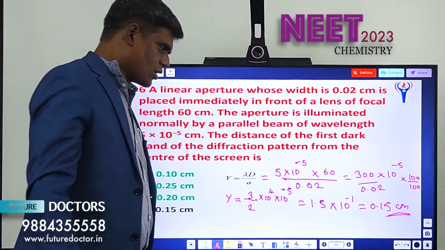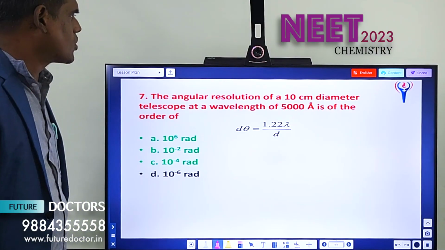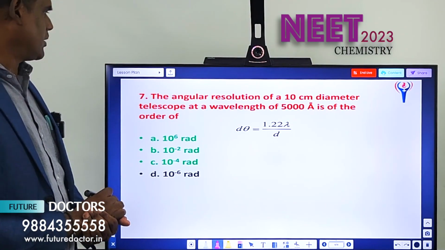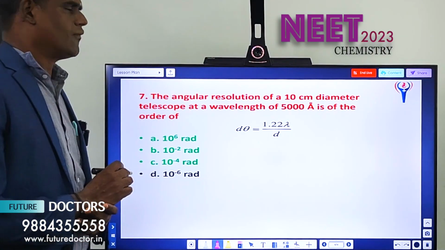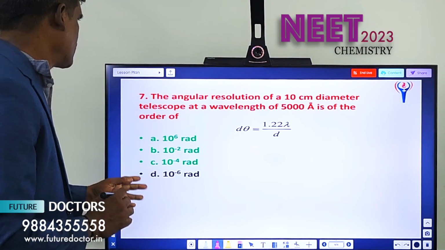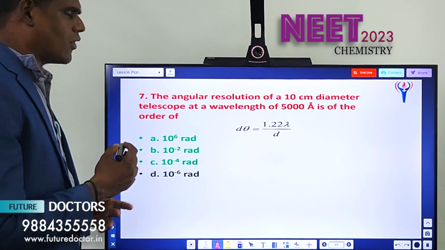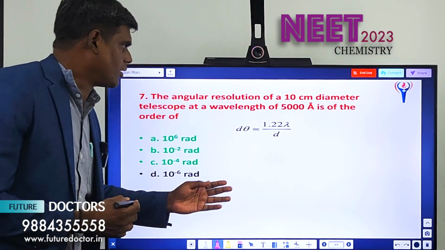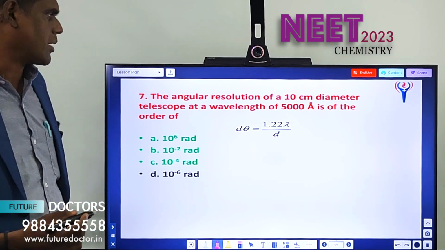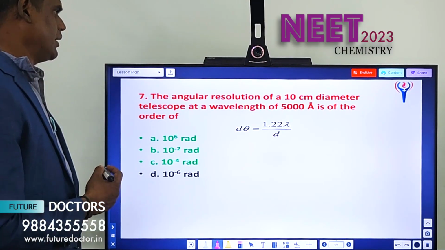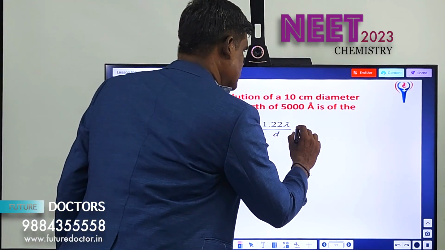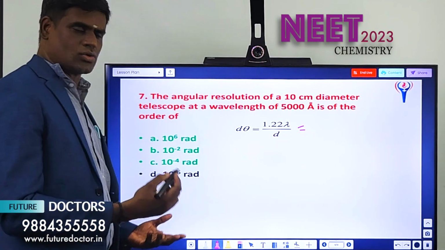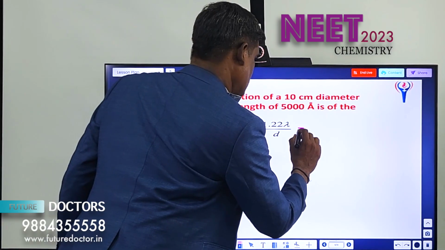Let's move to the last question. The angular resolution of a 10 centimeter diameter telescope at a wavelength of 5000 Armstrong is of the order of dash. We know already the formula, angular resolution d theta equal to 1.22 times lambda divided by D. And lambda is given in Armstrong, convert into meter.